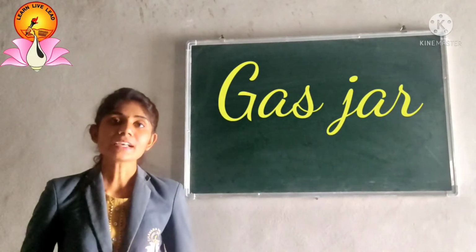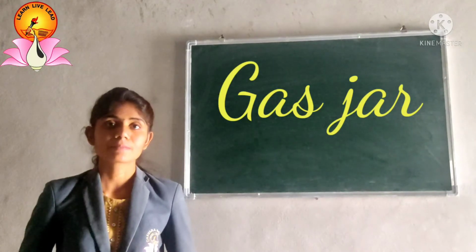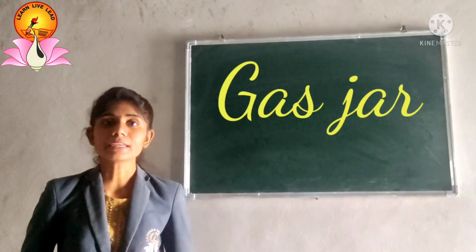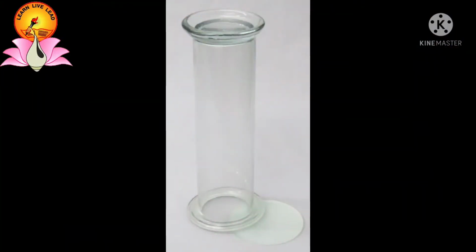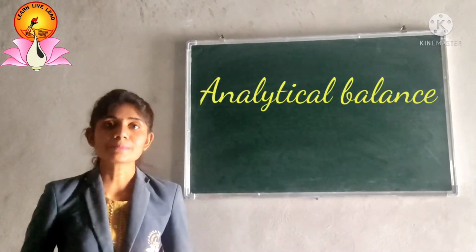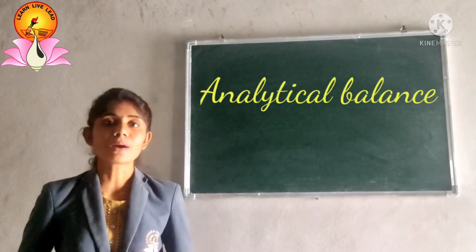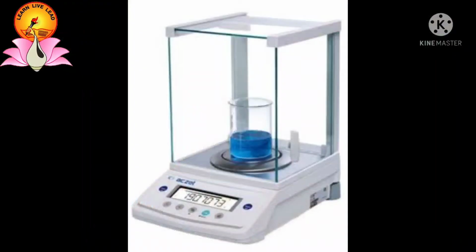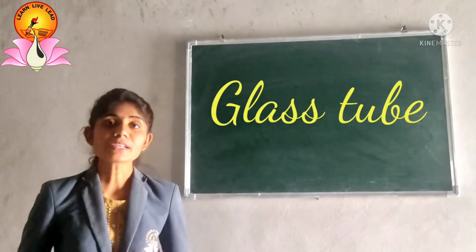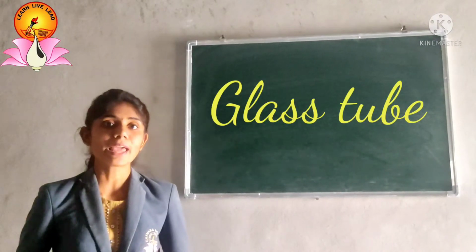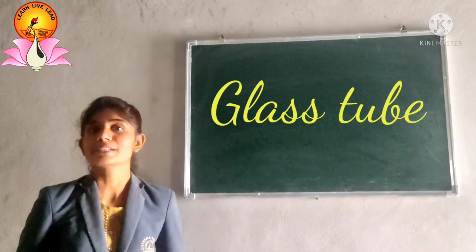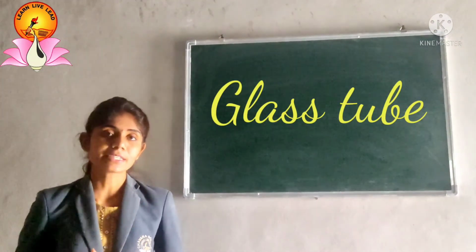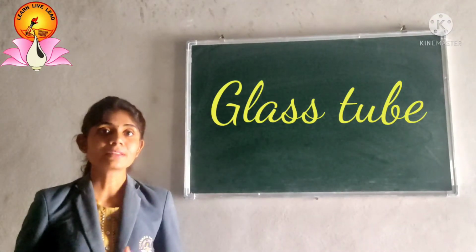Gas jar. Gas jar is a glass cylinder and it is used for collecting the gases during an experiment. Analytical balance. It is a special kind of balance which is used to find the weight of the substance. Next, glass tube. Glass tube is also called a delivery tube and it is made up of a hollow glass tube-like structure. It is used to transfer gases from one container to another container or one vessel to another vessel.